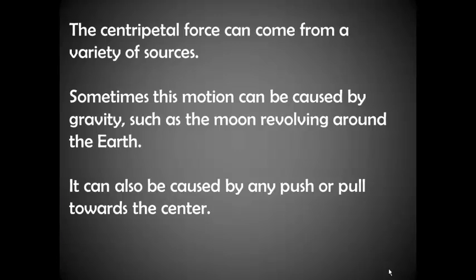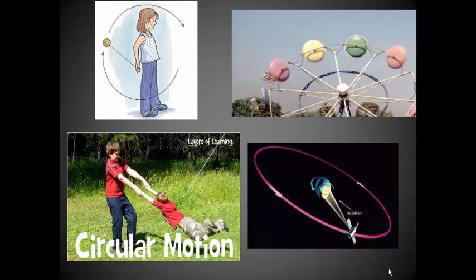Let's look at some examples. The girl in the top left picture is swinging a yo-yo in a circle, and you can see that the source of centripetal force for the yo-yo is the actual string, and that string is pulling the yo-yo toward the center, while she is having a force that's causing the yo-yo to actually move forward. And the combination of the forward motion and the inward motion of the string causes it to go in a circle. On the right, we have a Ferris wheel, and the source there of the centripetal force is the axle of the wheel.